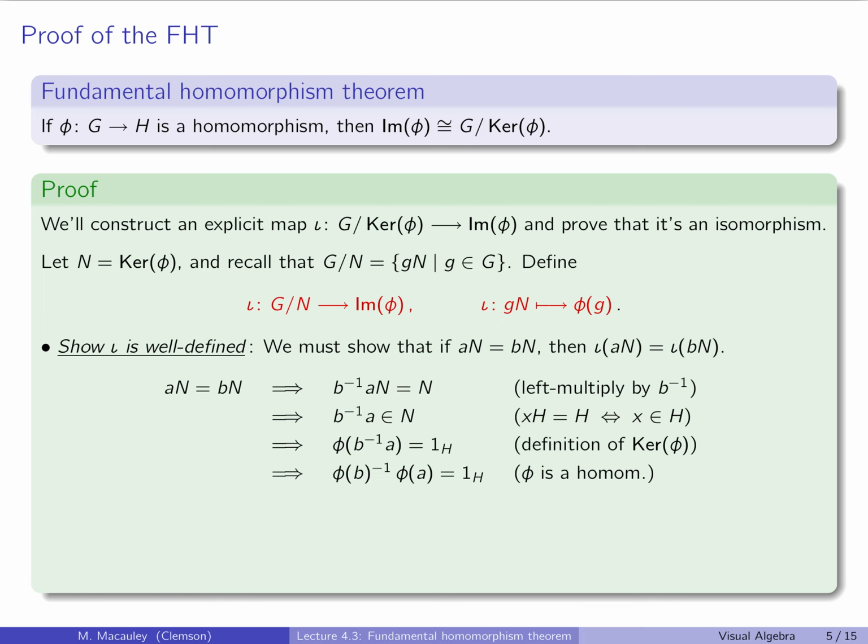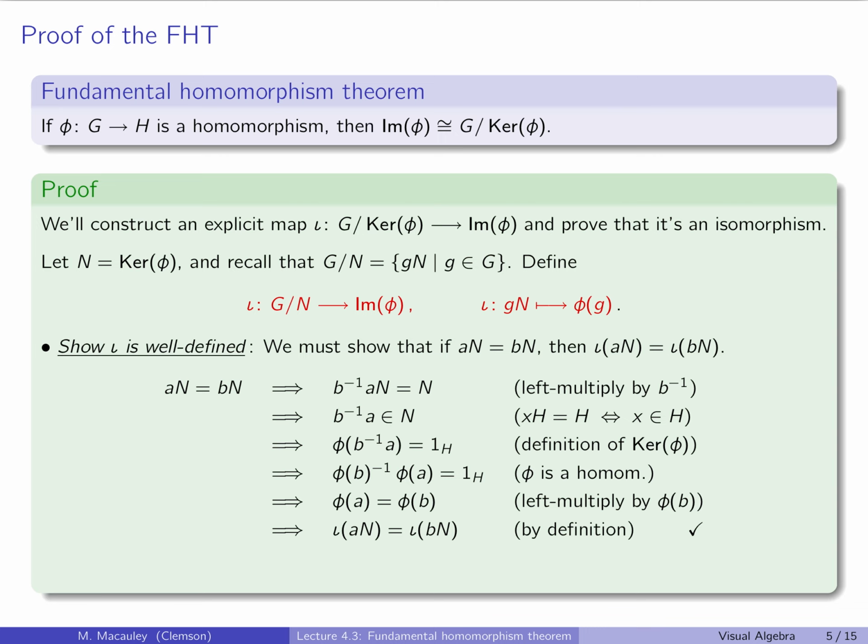Now we can apply basic properties of homomorphisms and write this as phi of b inverse times phi of a equals the identity. And we can move this to the right-hand side and write this as phi of a equals phi of b. And recall that's the definition of iota. So that means that iota of aN equals iota of bN. So indeed, if we started with the same coset written 2 different ways, our definition sent those the same place. So iota is well-defined.